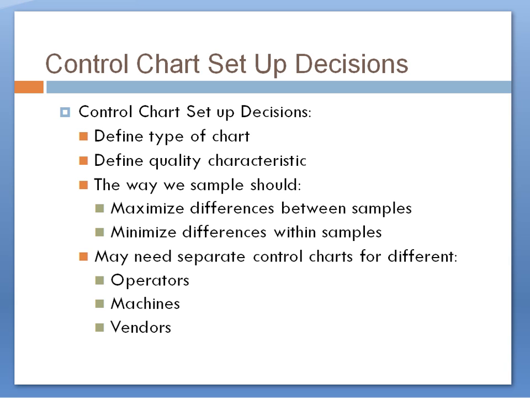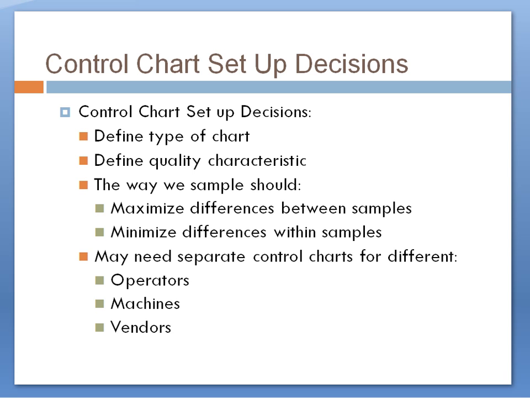Control charts, as I said before, part of the objective is for decisions. So the setup decision works this way. You have to define the type of chart that you're going to use, and this will depend once again on the data that you have to use. Then you define the quality characteristic. The way we sample should either maximize the differences between samples or minimize the difference within samples.